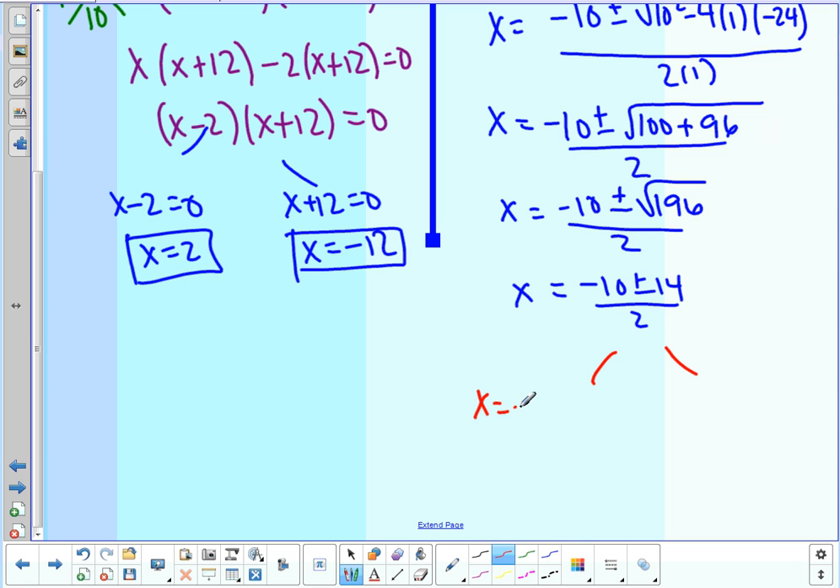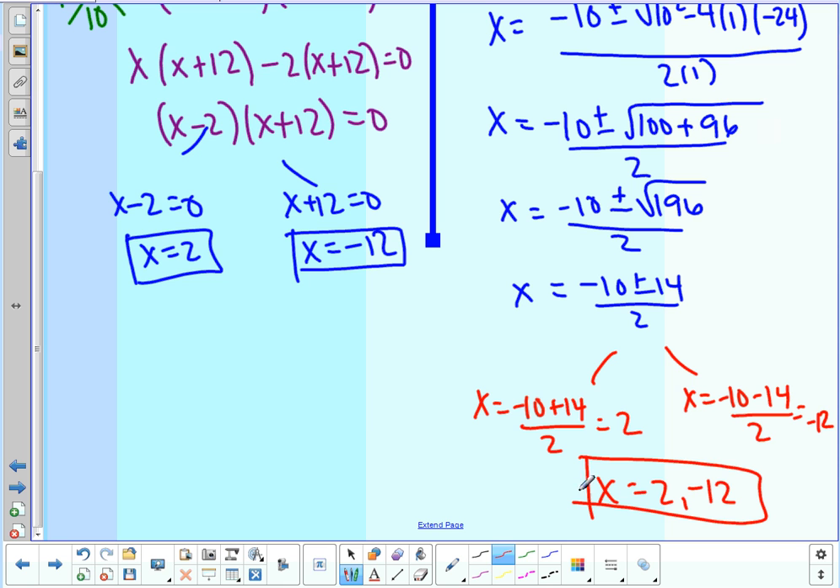I have x equals negative 10 plus 14 over 2. That's going to give me 4 over 2, and 4 over 2 is positive 2. Over here, x equals negative 10 minus 14 over 2. Negative 10 minus 14 is negative 24, and when I divide that by 2, I get negative 12. So again, I have solutions of x equals 2 and negative 12. You can see again the same solutions regardless of which method I used.